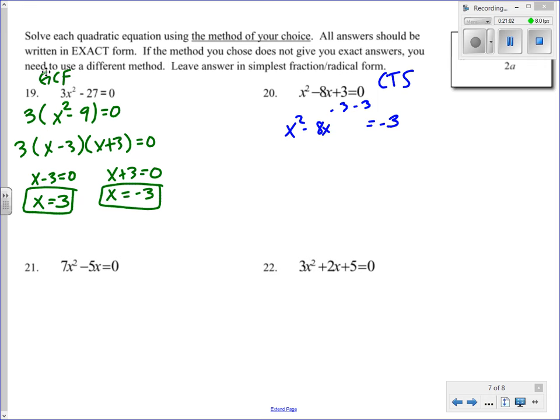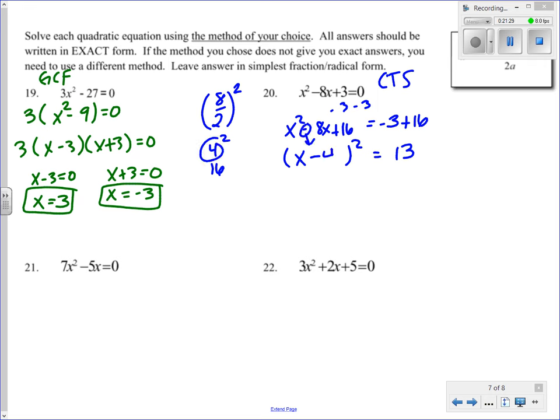From there, we can do b over 2 squared. So 8 over 2 is 4 squared is 16. So we're going to add 16 to both sides. Over here, we get a positive 13. Okay, and then if we factor, we'll have an x. We bring down our negative. And we take this number for our factoring. Square root both sides.